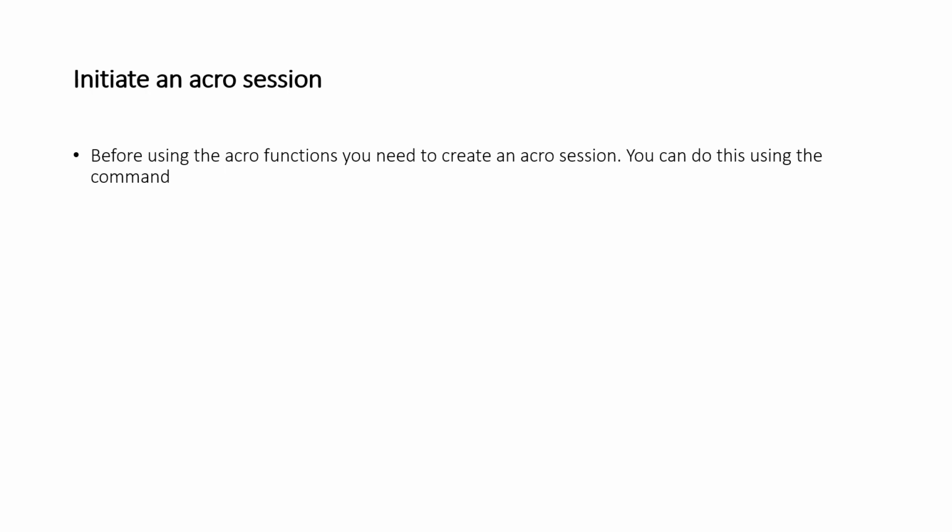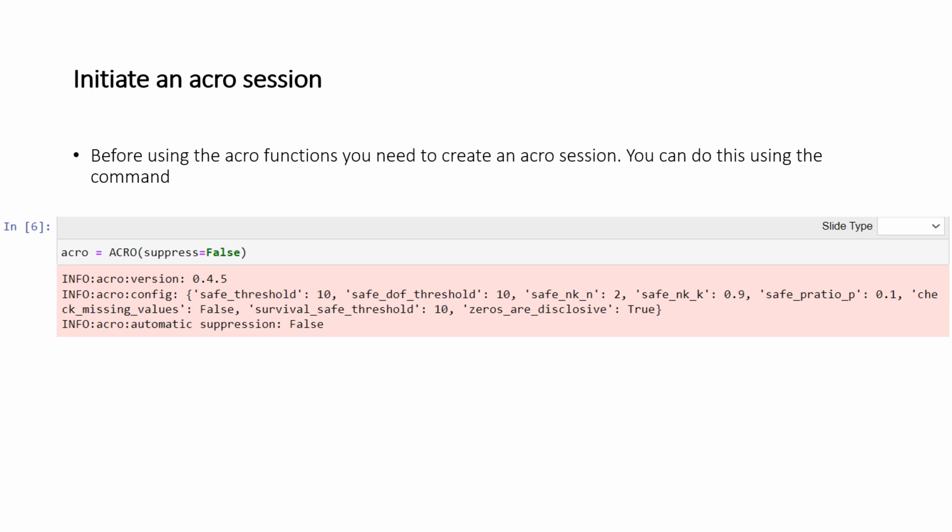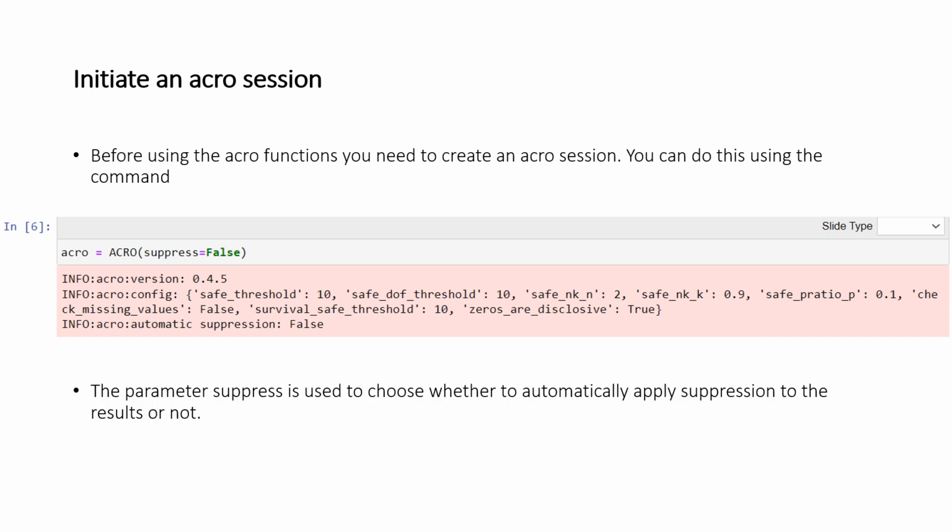Before using any of the ACRO functions, you need to create an ACRO session using this command. Note that the TRE risk appetite is displayed on the screen in the pink color. You should choose whether you want to suppress the output results or not. Suppressing the output will cause all the cells that violate one or more of the disclosure tests to be suppressed.